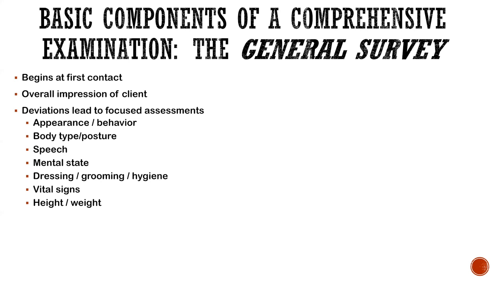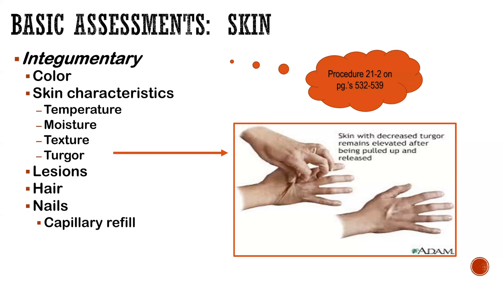Are they responding appropriately? We would then get their height and weight. We would determine their body mass index, their BMI. Right? And that's kind of the general survey. What do we get from just kind of looking at them and who they are as a person? Then we're going to move on to the skin assessment.